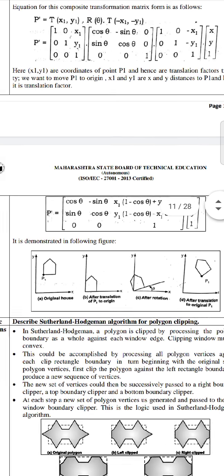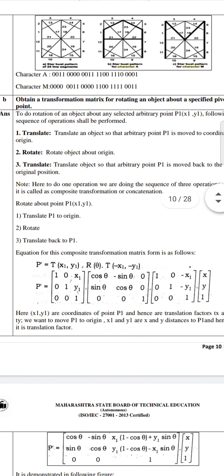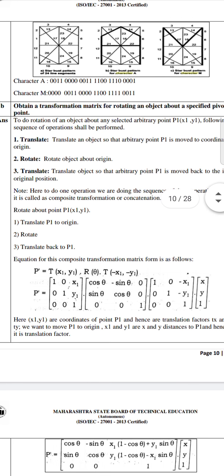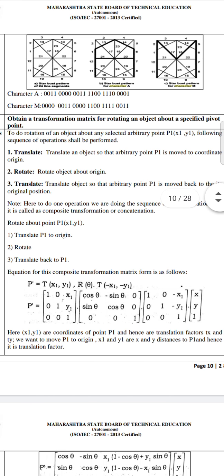So this is an example of composite transformation, and in this example we have seen how to obtain a transformation matrix for rotating an object about a specified pivot point. Pivot point means a random point, any point in a given plane.